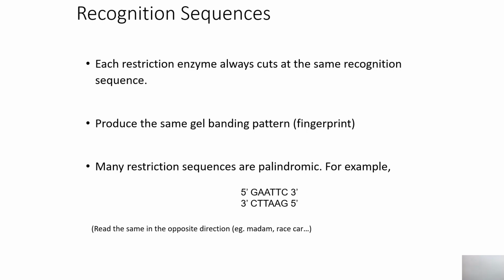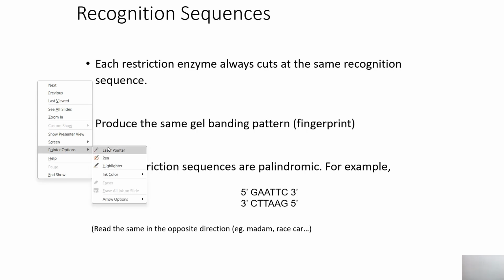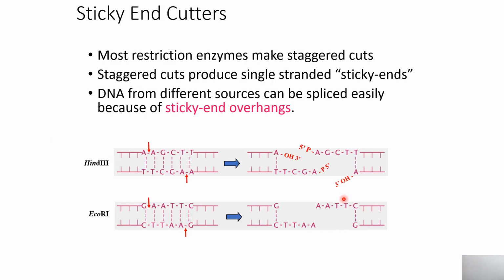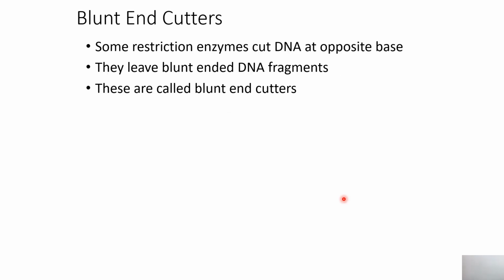Many restriction enzymes recognize palindromic sequences. For example, this one is palindromic, so there will be a cut between G and A. Most restriction enzymes make staggered cuts. Staggered cuts produce single-stranded sticky ends, or overhangs, from different sources, and they can easily be ligated. Some restriction enzymes cut DNA at opposite bases, so they leave blunt-ended DNA fragments. These are called blunt end cutters.